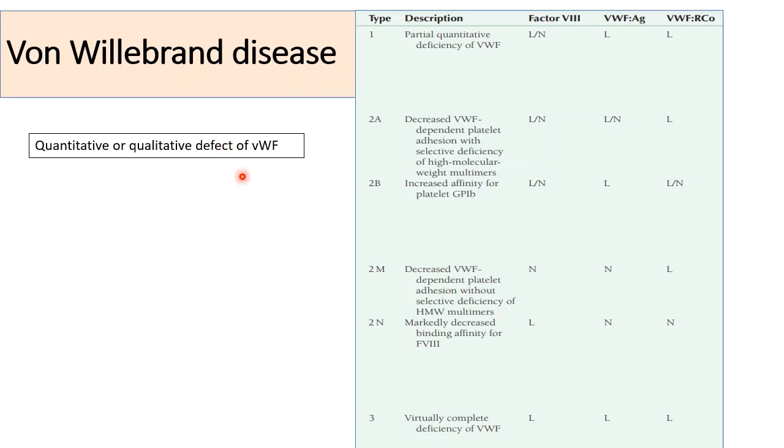Von Willebrand disease is another disease which requires special mention, where there is a quantitative or qualitative defect of von Willebrand factor. That is again divided into type 1, type 2 and type 3, where type 1 and 3 are quantitative defects, 1 being partial deficiency of von Willebrand factor, 3 being complete absence of von Willebrand factor, whereas type 2 is a qualitative defect where either the multimer is defective or the site of binding with factor 8 is defective, all of which leads to bleeding disorders.